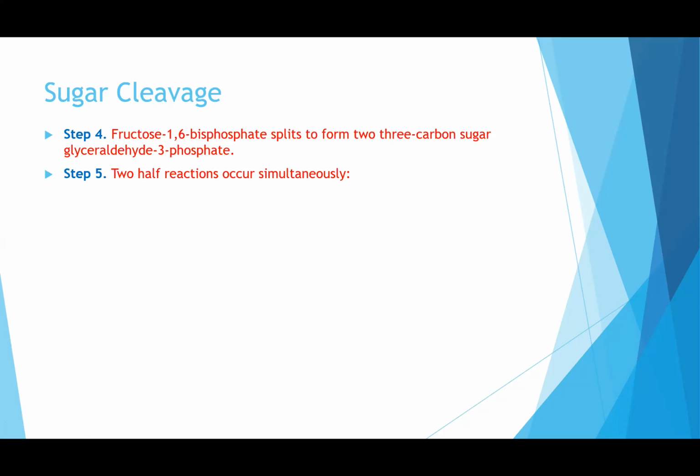Step 5. Now what is going on in step 5? Two half reactions occur simultaneously. Actually, in step 5 there are two reactions that take place at the same time. One reaction is phosphorylation and the other reaction is hydrogenation. Let's see.